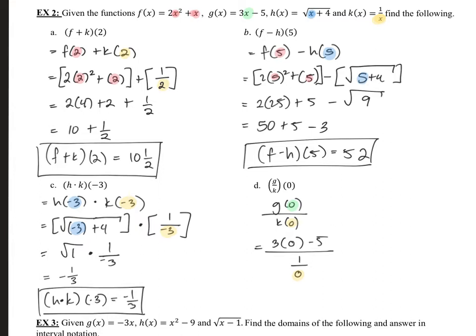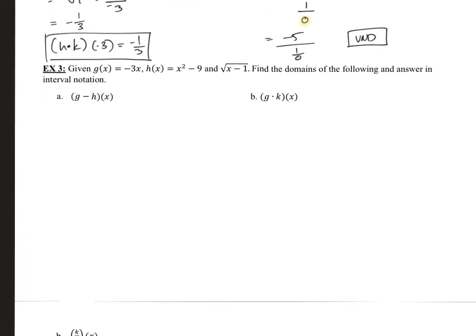Oops, wrong color. So, even if the numerator worked out okay, so we had the 3 times the 0, which would be 0 minus 5, we still have that 0 happening in the denominator for our first fraction. The answer for this, you would just state undefined, because we're dividing by 0 in the denominator of our fraction.